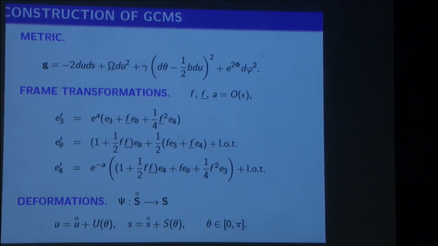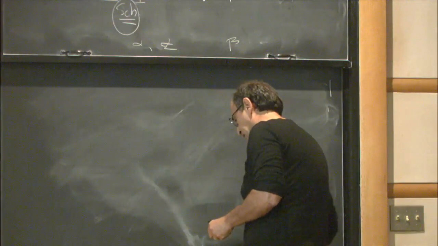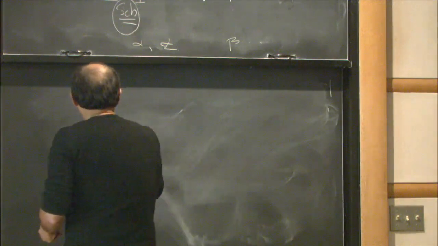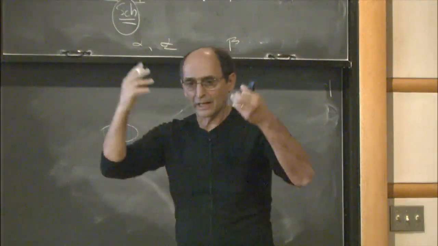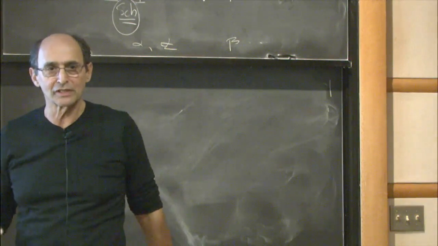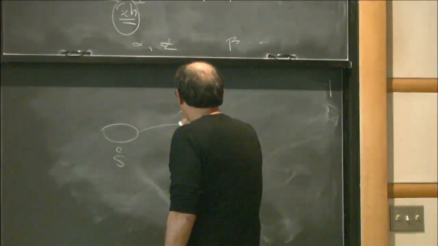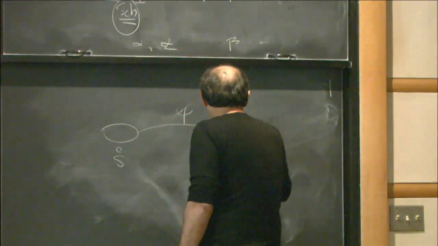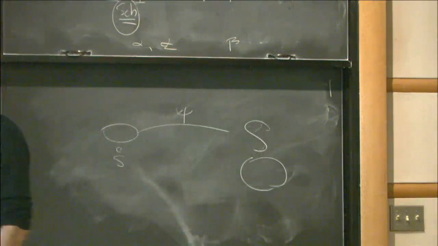Okay, so here is the main point. You look. So you have a two surface to start with, which I call S0, which is part of the old foliation. Let's say that I have my old foliation, and now I want to change things a little bit so that I get a GCM. So I want to look at the deformation by psi into a new surface, which I call bold S here.